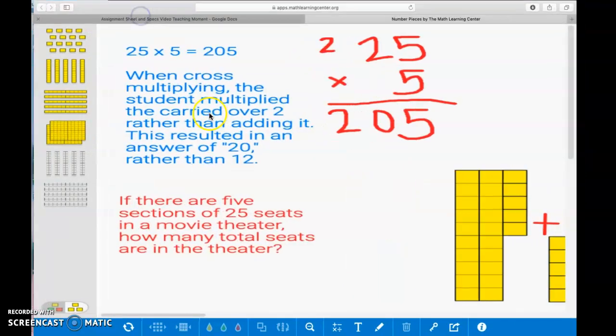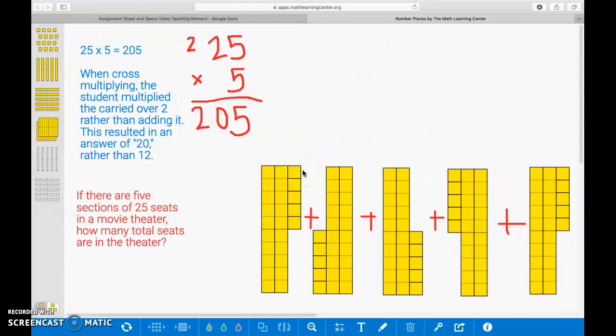Okay, so the problem that my student had was 25 times 5 equals 205 is the answer that they got. So I think that what happened here is the teacher taught them a procedure of how to multiply, which is also how I was taught.